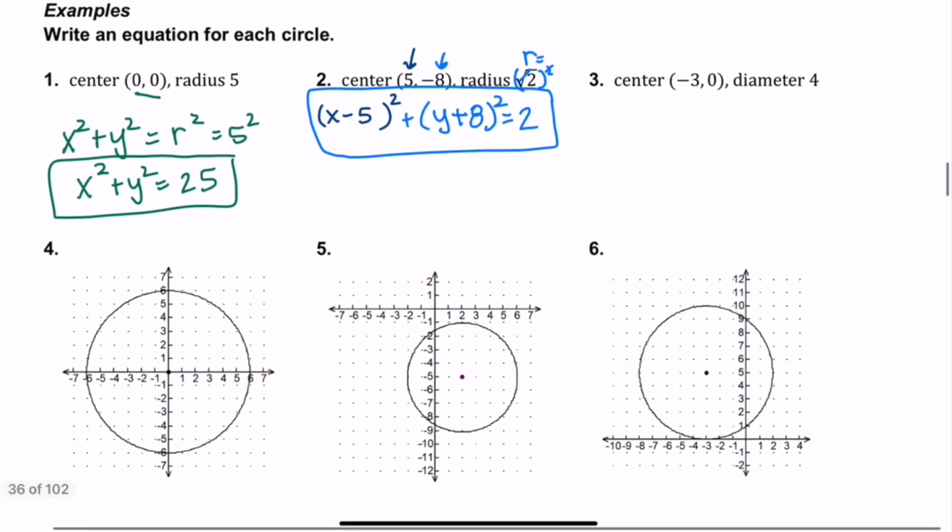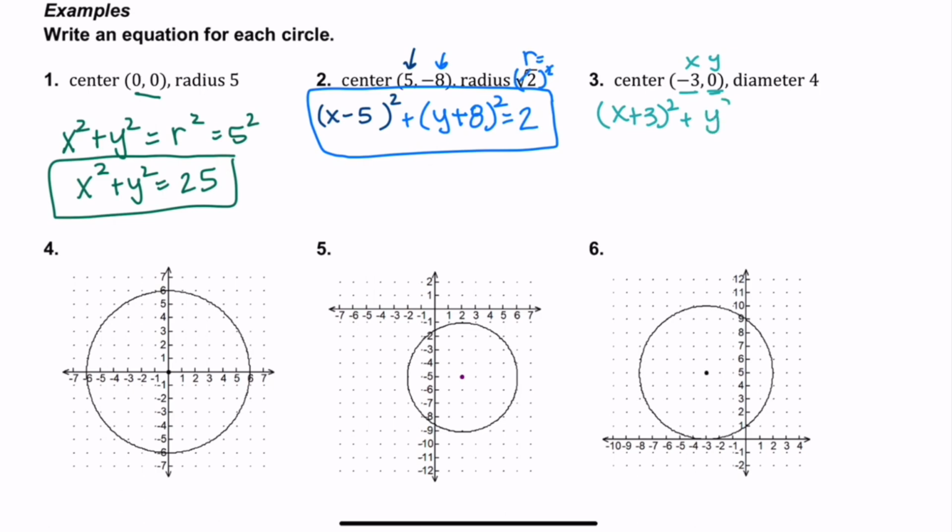For number 3, I'm going to start at x, my xy center. I have a negative 3. I'm going to switch the sign to be a positive 3. Now with the y being at 0, remember 0, you don't have to add anything. y plus 0 is just y. So I'm going to have y squared equals my radius squared.